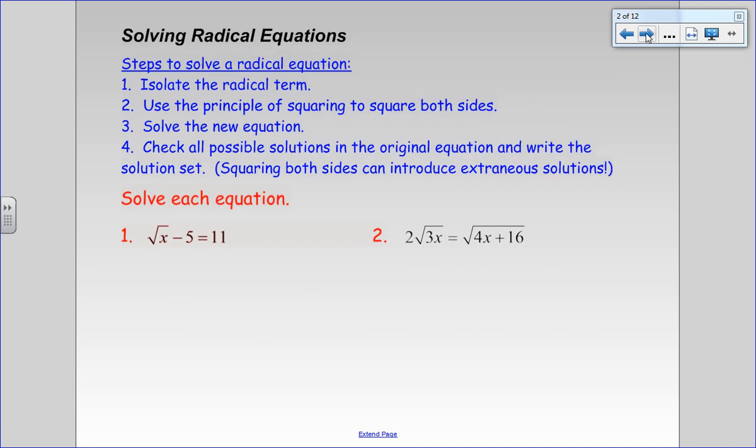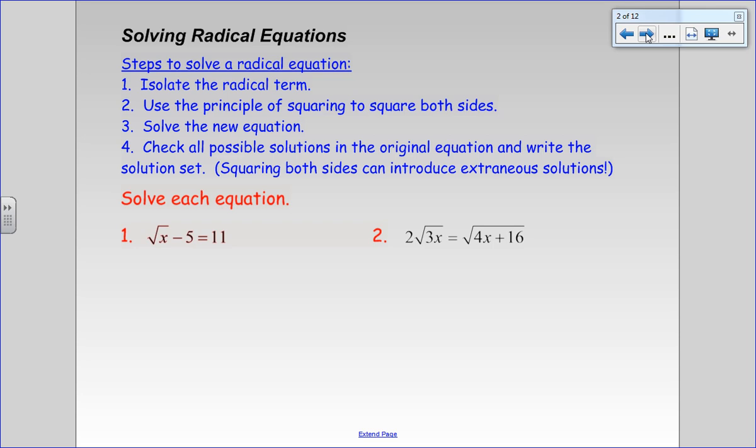So what are the steps to solving radical equations? First, we will isolate the radical term. Second, we will use the principle of squaring to square both sides of the equation. Third, we will solve the new equation. But then fourth, we need to check all the possible solutions we've found in the original radical equation before we write the solution set. This is important because we might have introduced extraneous solutions by squaring both sides of the equation.